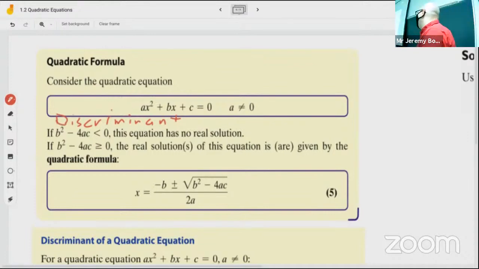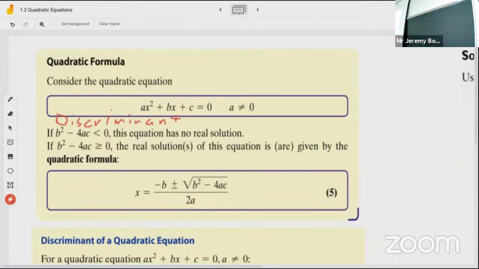If the discriminant is less than 0, so if it's negative, then you have no real solution. The reason being is because if we take the square root of that negative number, it's going to be a non-real number. It's going to be an imaginary number. So we have no real solution. If it's greater than or equal to 0, so non-negative, then it will have a solution, and we can find those solutions using the quadratic formula. Okay. We'll talk more about the discriminant. You can see it below.